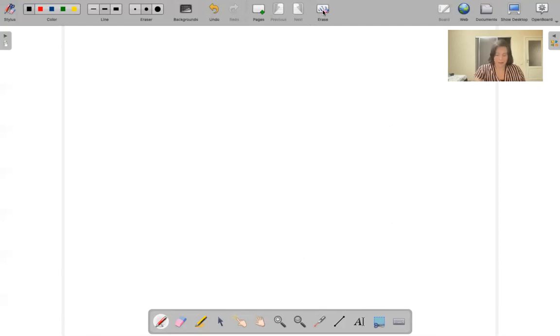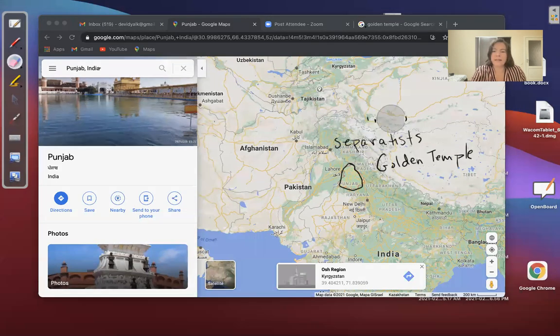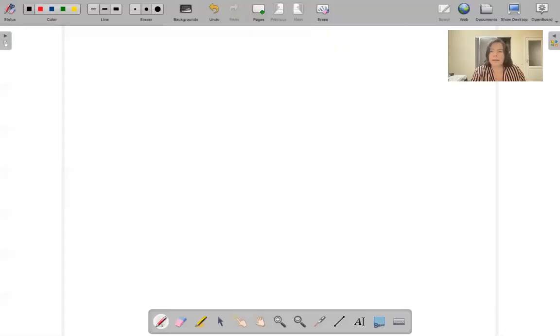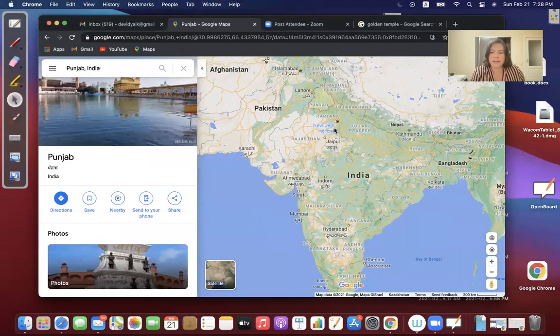Okay, now gonna go back to the map again. Let me erase this. Okay. Let's see. Okay, it's so difficult to use this. All right.